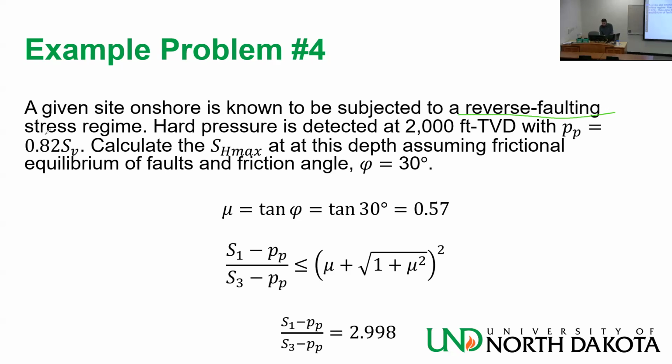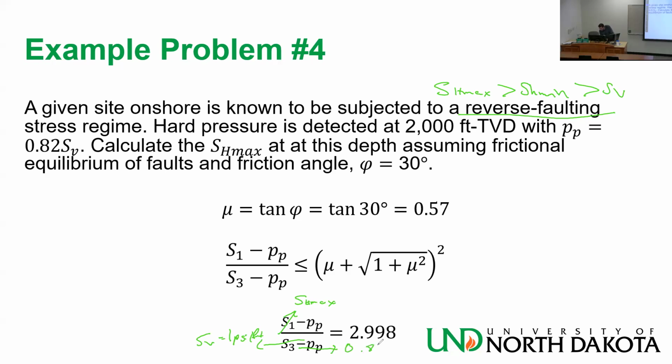Reverse faulting, very important. So I have SH max bigger than SH min, which is bigger than SV. So what happens? S1 is SH max. S3 is SV, which I know because I assume 1 psi per foot. So S3 is known now. S1 is unknown. And the pore pressure is known, but it's no longer hydrostatic.